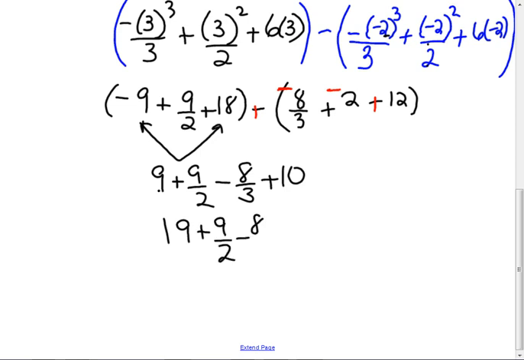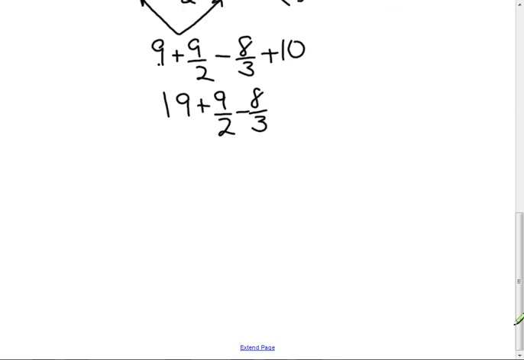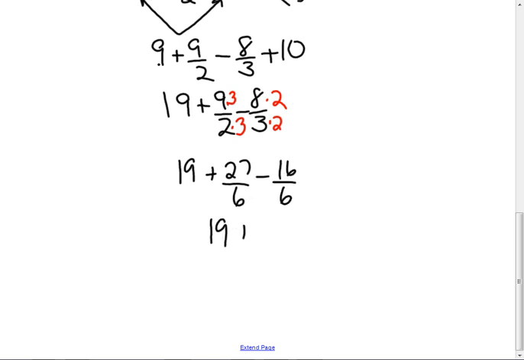Do you care about the rest? Yes? No? Should we do it? That's my feeling. What's the common denominator? 6. Now, in math team, this answer would not be allowed. You have to have it simplified. So it's times 3 times 3. This is times 2 times 2. So it's 19 plus 27/6 minus 16/6. Be careful with that. It's 11/6, isn't it?